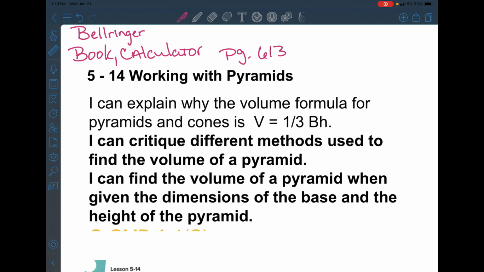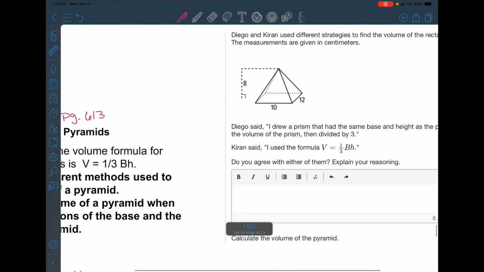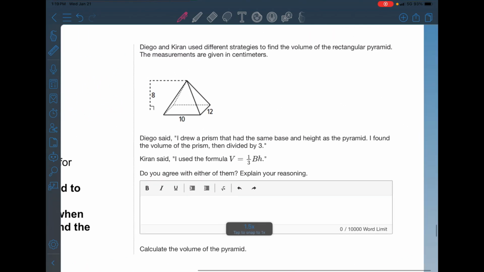Remember, the pyramids and cones is just like the cylinder and prisms, but we take a third of it. Three of those cones can fit in one cylinder with the same radius and same height. So we're just going to do a little bit more, but before we start there, let's look at yesterday's cool down.